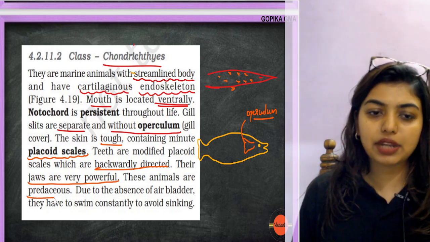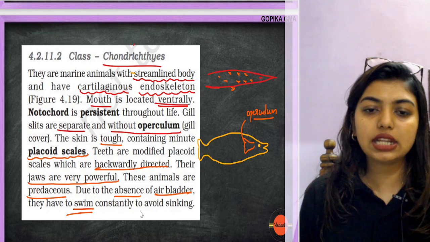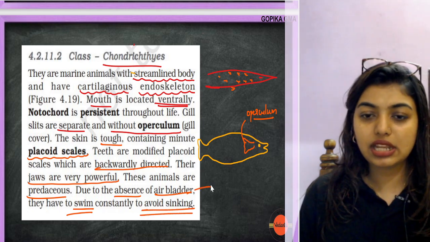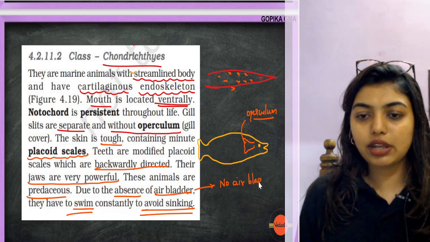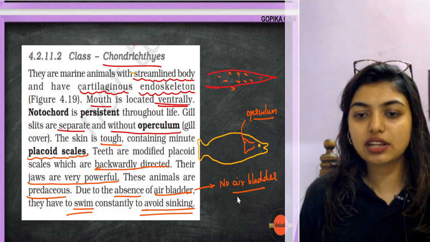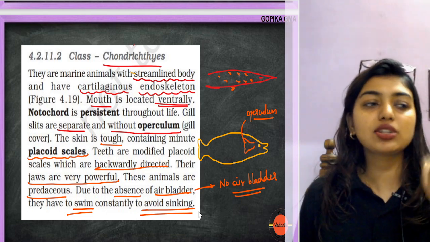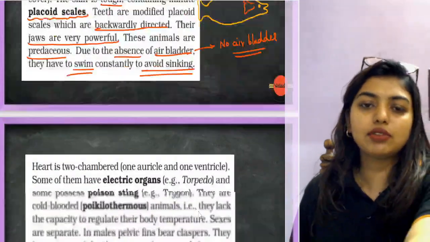These animals are predaceous. Due to the absence of air bladder, they have to swim constantly to avoid sinking. Students, very sad, they have to keep swimming. Have you seen a shark taking rest? You will not. You will always see them swim, because the moment they stop swimming, they will start sinking down. Until they want to sleep, they will not sink.